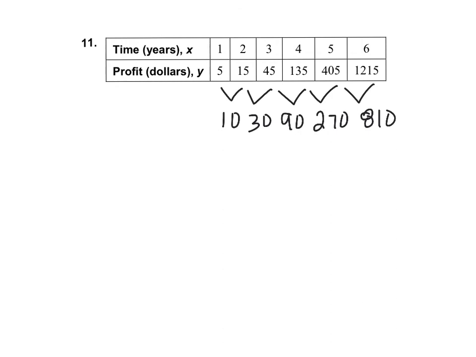So now that we know that, we can look to see if these changes are the same. So here we have a change of 20. Here we have a change of 60. So there's really no need for us to go on any further because we see that there's not a consistent rate of change. So it's not linear and it's not quadratic.